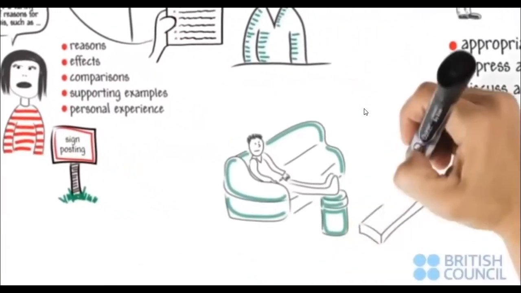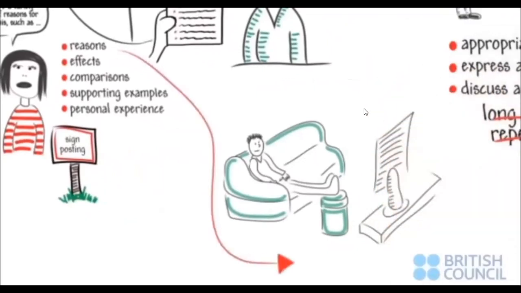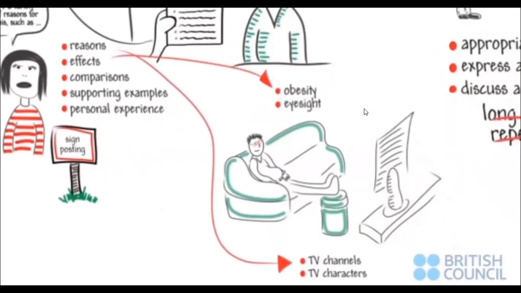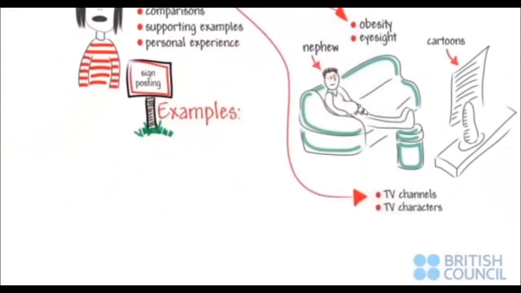For example, discussing excessive TV watching, you might mention reasons, increasing numbers of TV channels compared to a generation ago, and the popularity of TV characters. Effects, increasing obesity levels, eyesight problems, and other health issues. Experience, my nephew watches nothing except cartoons. He will not study. Here are some examples of signposting for part 3 of the test.